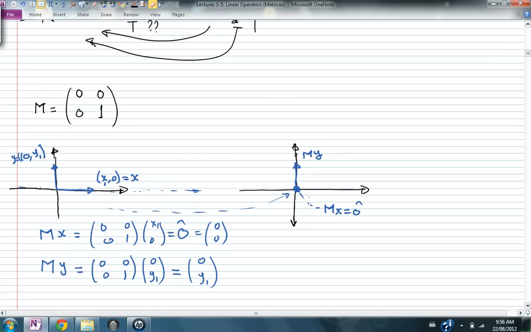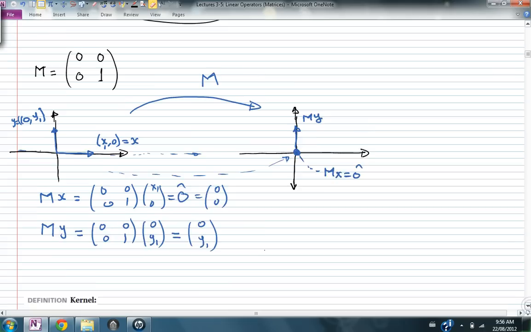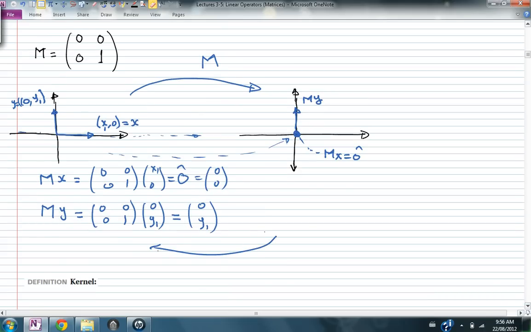Now, let's try to find the pre-image. So, if this is M, the function of M, let's try to understand, does M minus 1 exist or not? Can I define M minus 1?